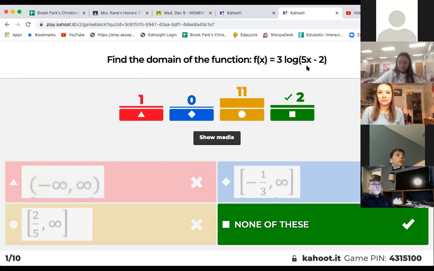So with the log function, to find the asymptote, you're going to set this parentheses equal to 0. Your asymptote is x equals 2/5, but the function cannot reach the asymptote. So trick question from Mrs. Kane there. Now, at least tomorrow, it's not multiple choice. So hopefully you'll remember to put that parenthesis around.